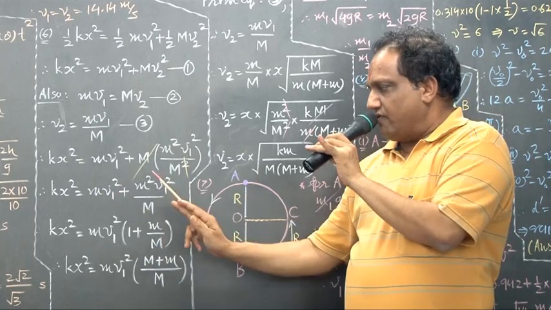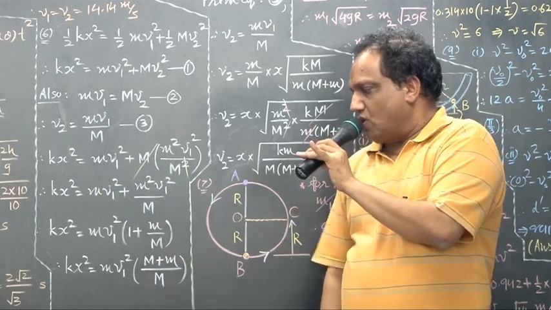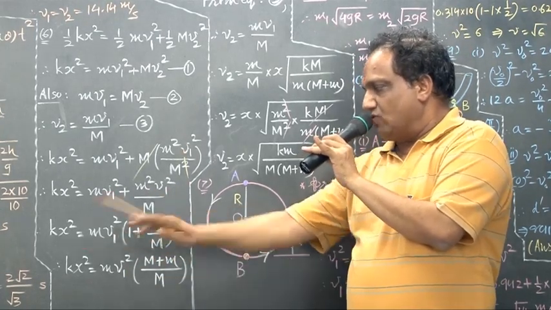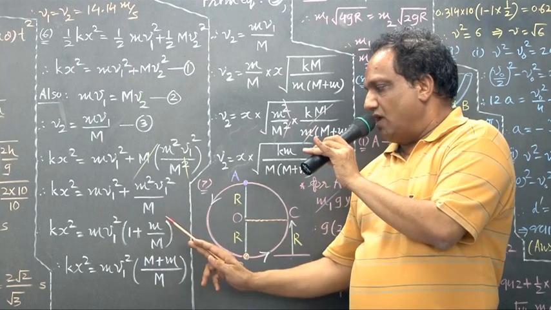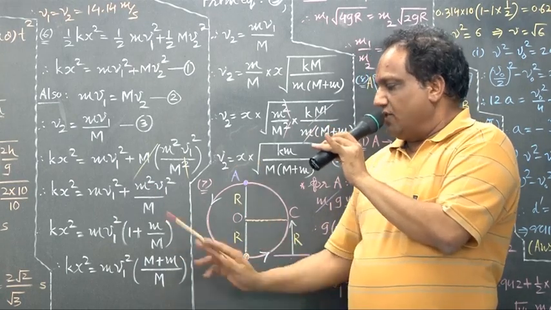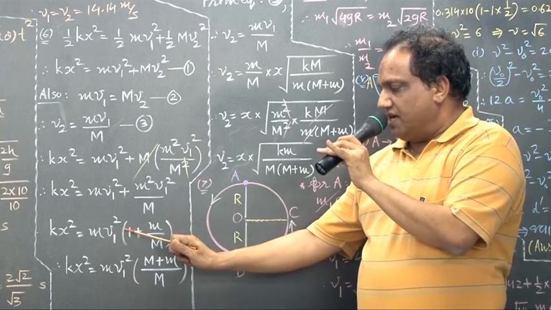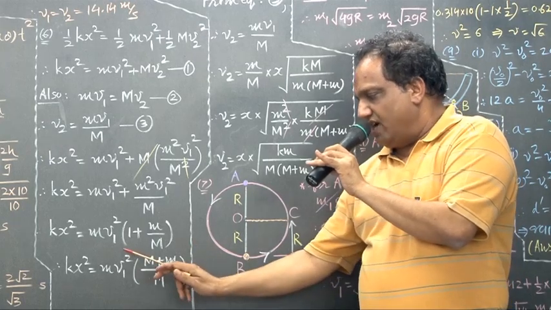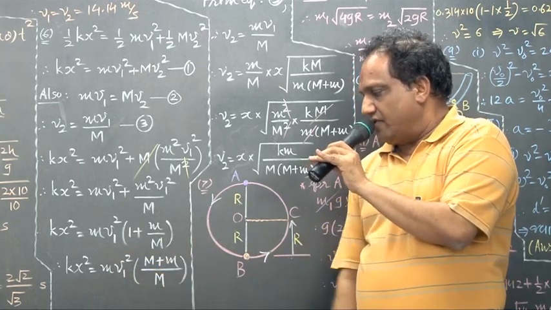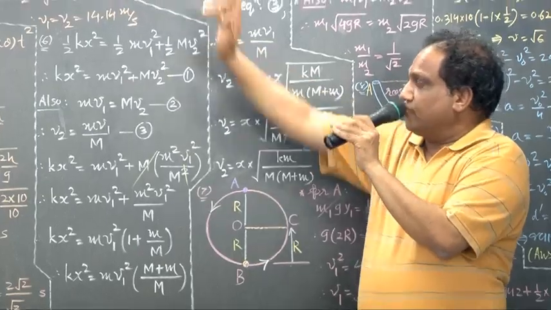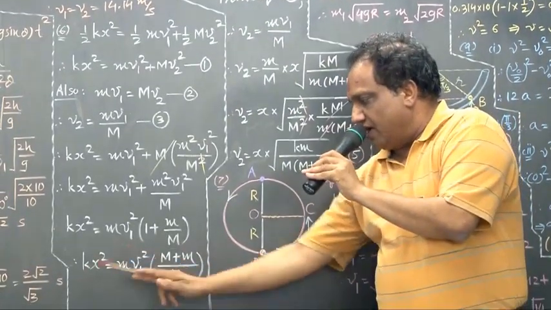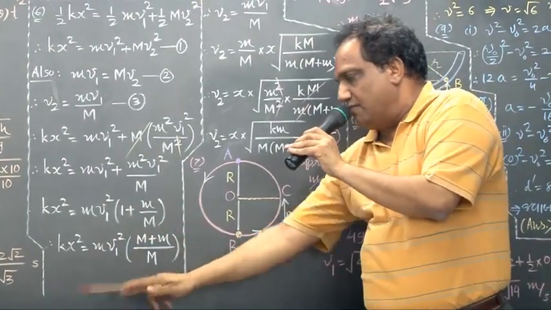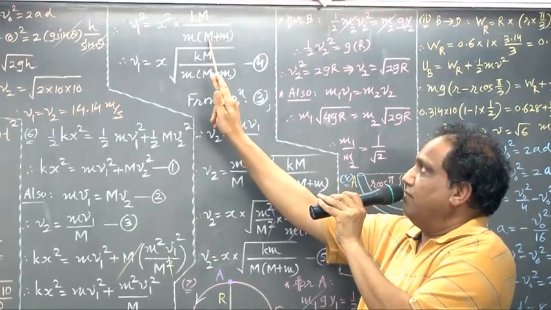Take m into v1 square out as common. So left inside the bracket from here it is 1. And m into v1 square has gone out. So small m upon capital M. And now take LCM. Capital M will be multiplied here. So capital M plus small m upon capital M. Now find out v1 square. It is x square into k into capital M, and this part, m into M plus m, will come down in the denominator.